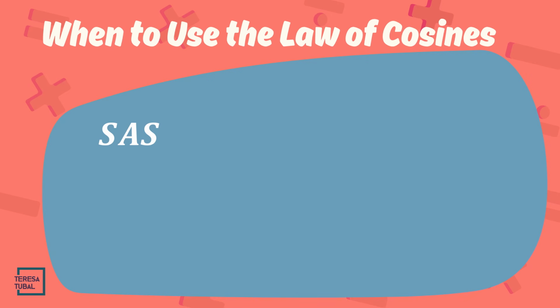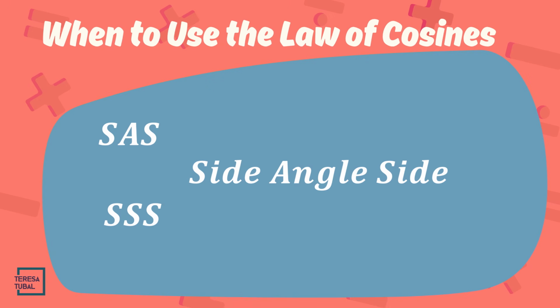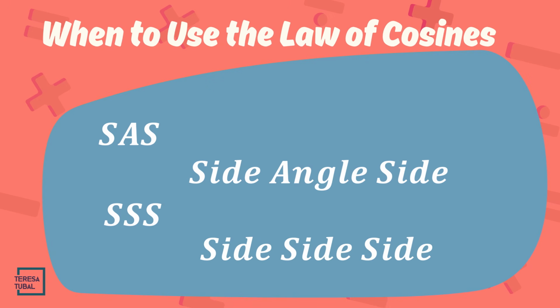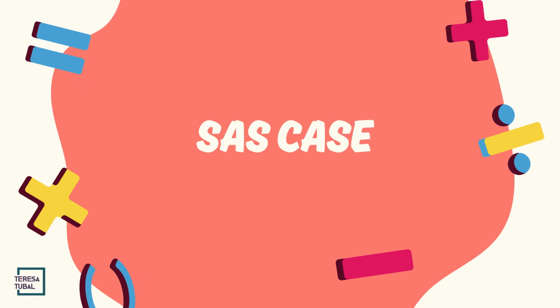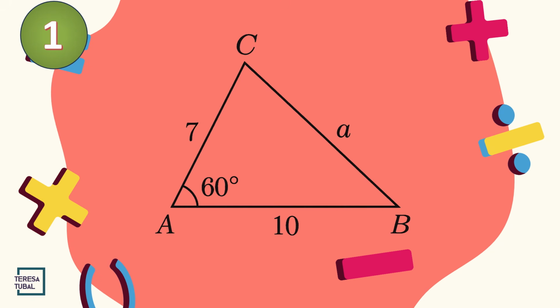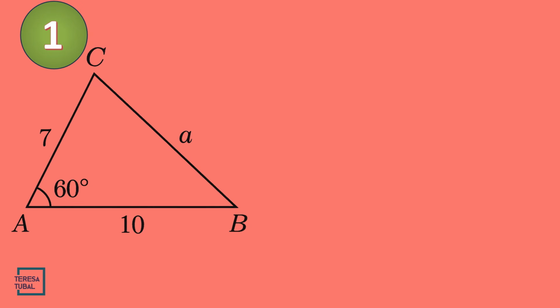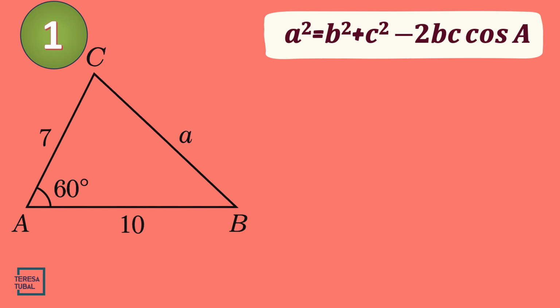When to use the law of cosines? If it is SAS, that is side angle side, or SSS, that is side side side. In the given oblique triangle, angle A is 60 degrees, side b is 7, and side c equals 10. No value for side a, angle B, and angle C. So the formula to get the value for a is a squared is equal to b squared plus c squared minus 2bc cosine A.